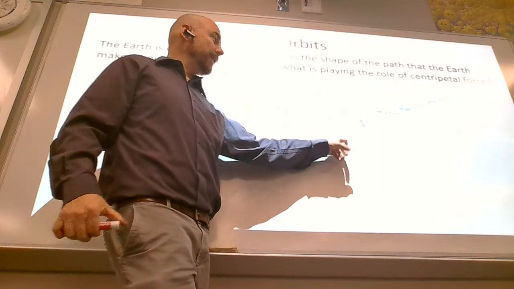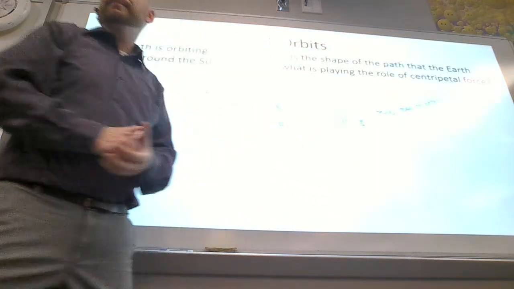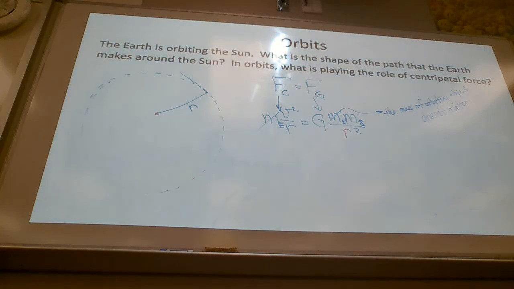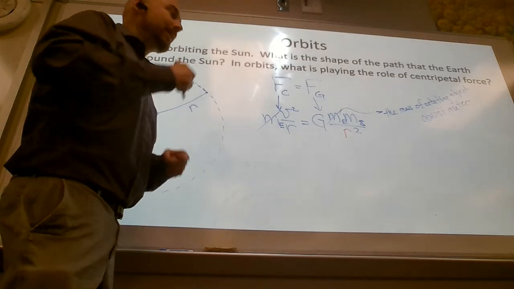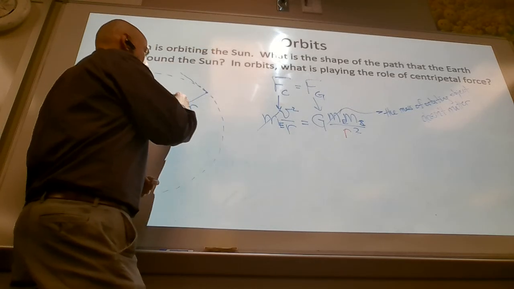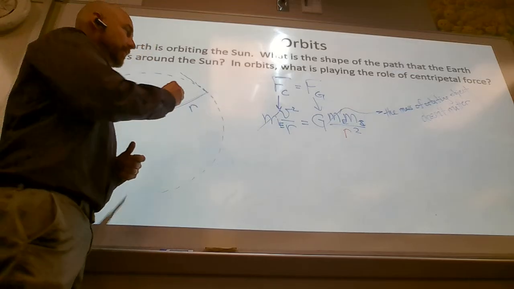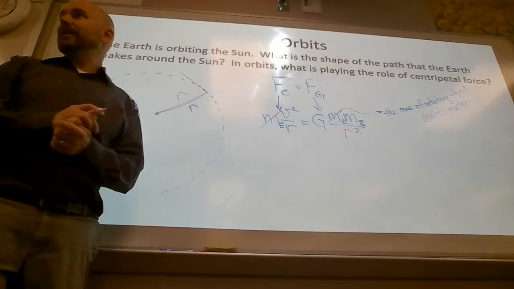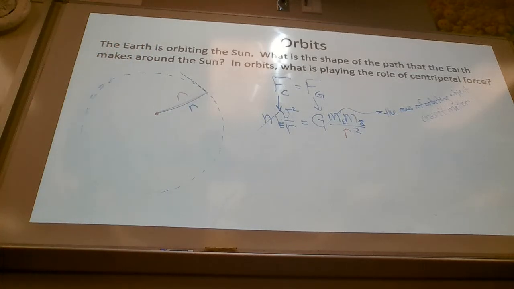In this equation, what is that R? When you see R in this equation, you're like, oh, that's the distance between centers of masses. Is that the radius of the sun? No. That is the distance between the center of the sun and the center of the earth. Does that make sense?